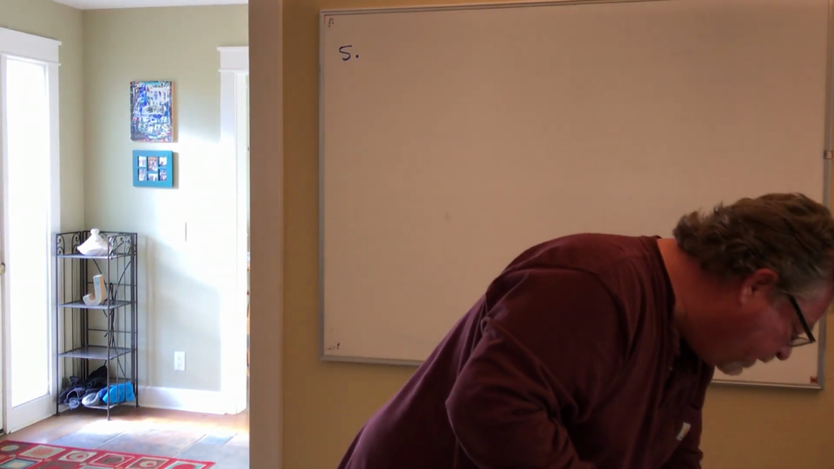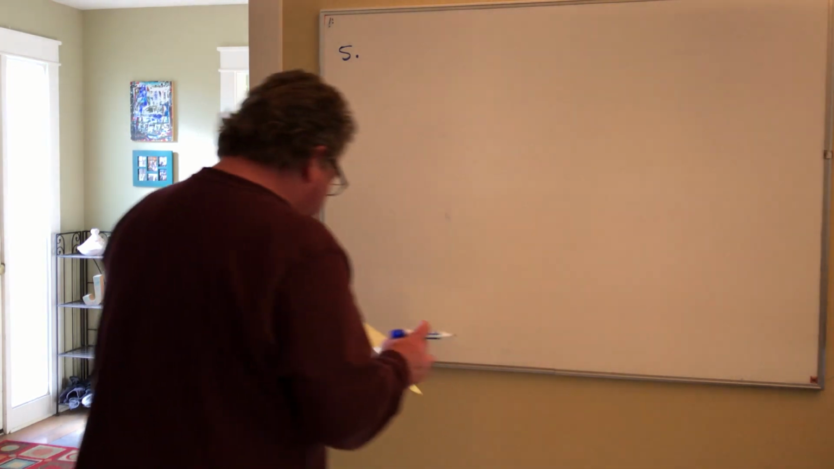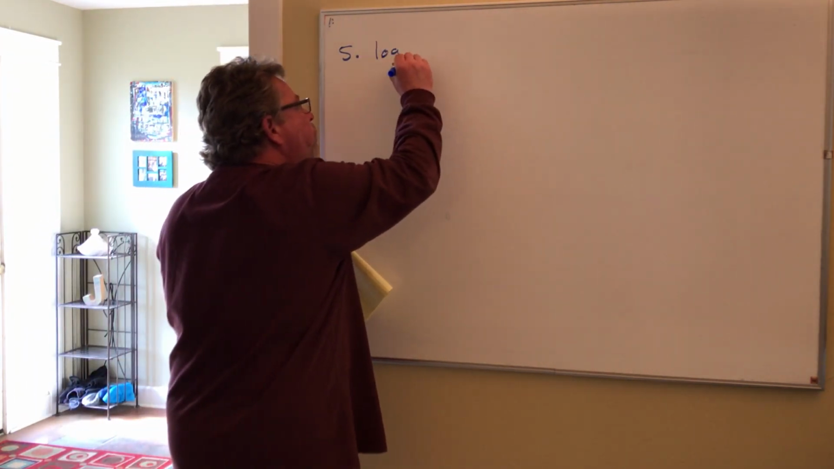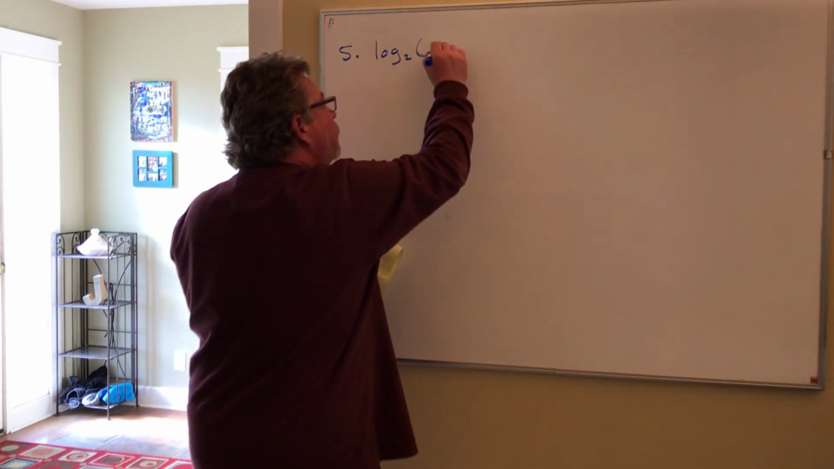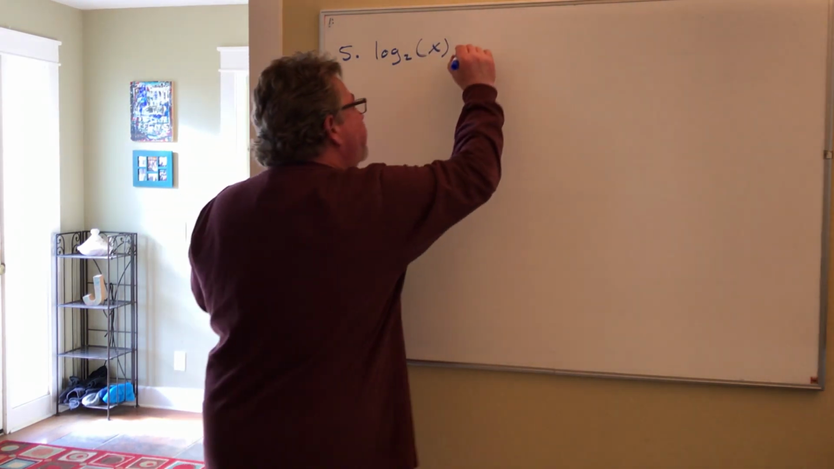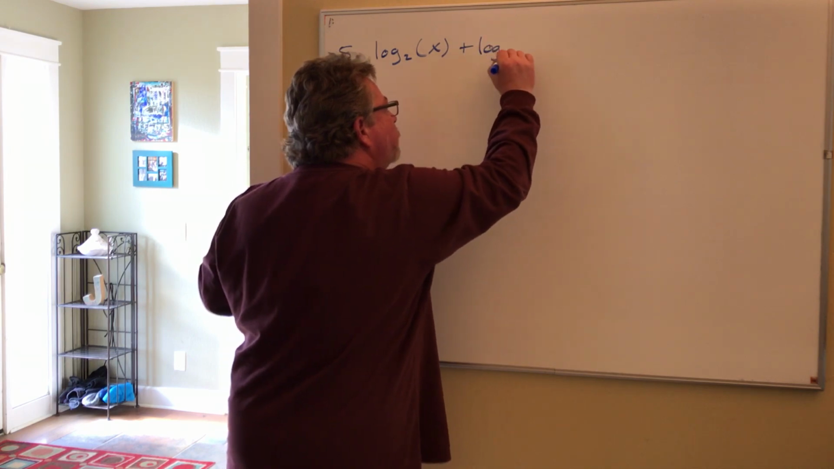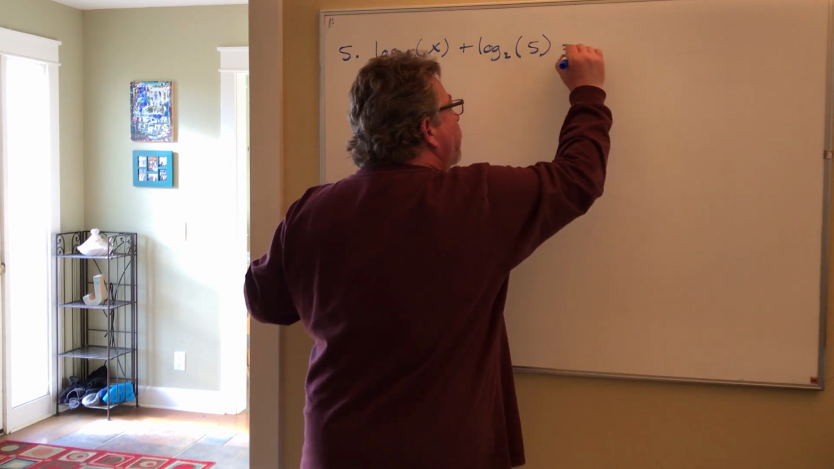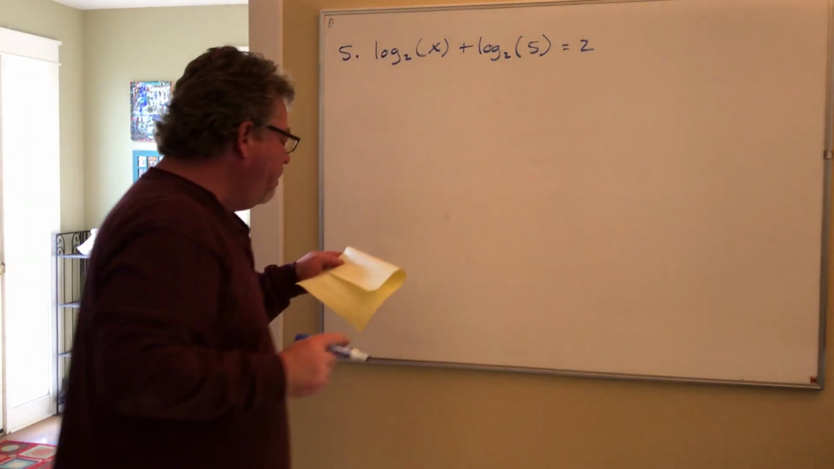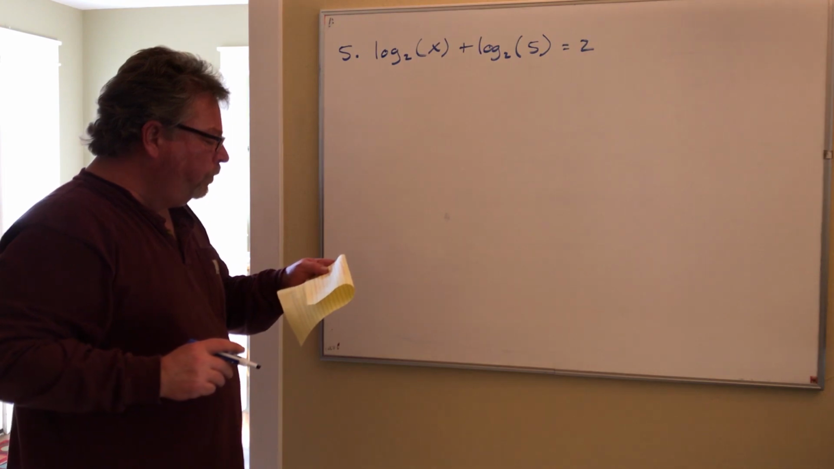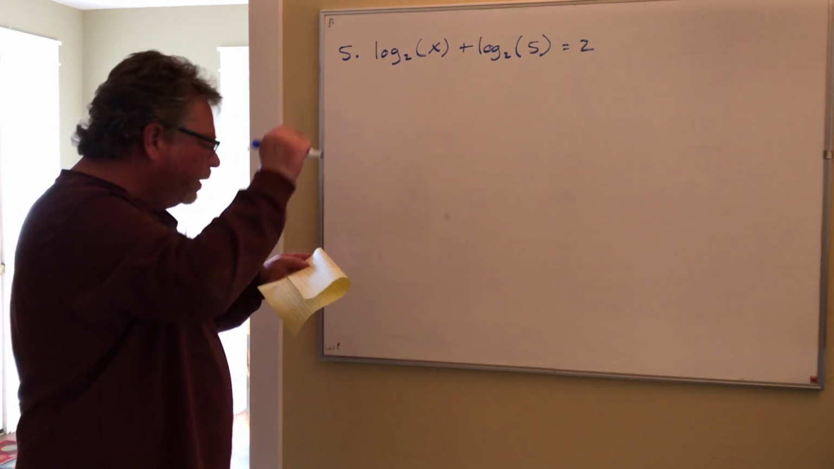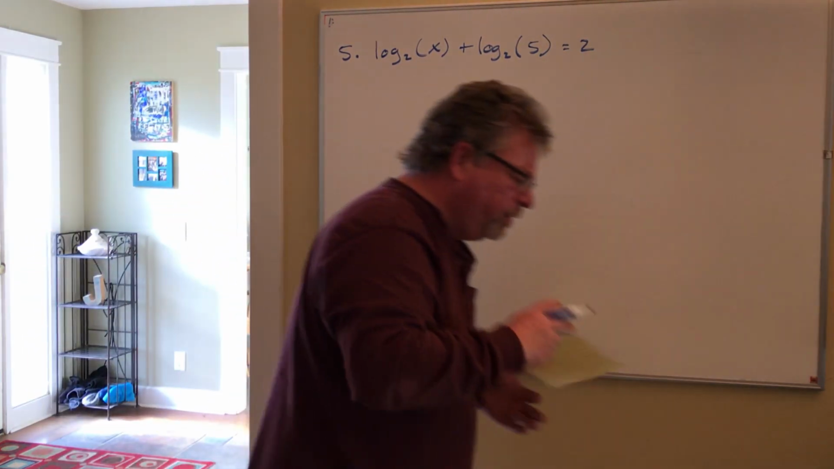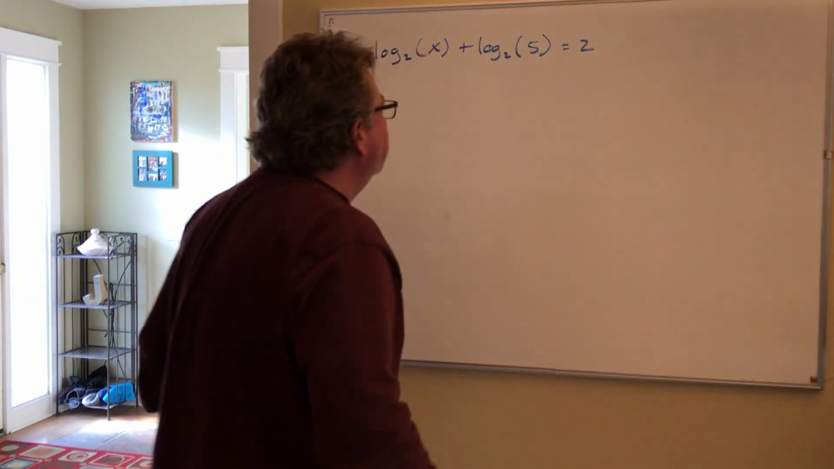So my next example is going to look like the logarithm base 2 of x, add to that the logarithm base 2 of 5, is equal to 2. So log base 2 of x plus log base 2 of 5 is equal to 2. So this one's going to be pretty straightforward, I think.